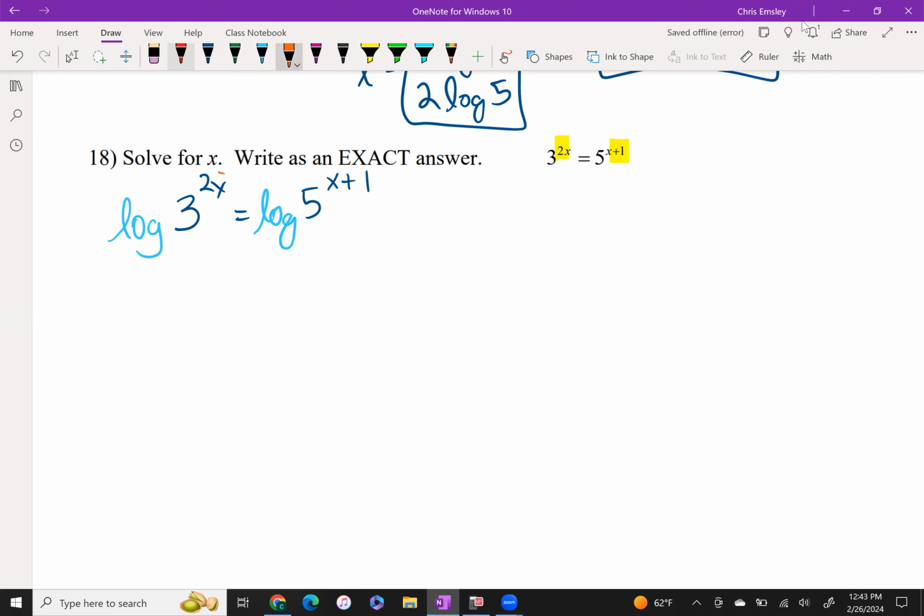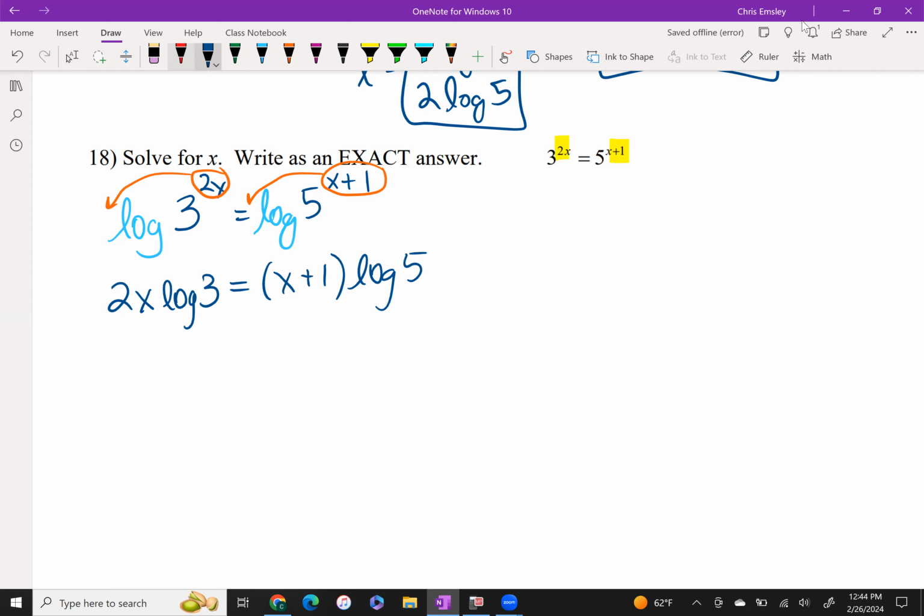We do this because one of our properties of logs allows us to take that exponent and move it out front. So then we have 2 times x times log 3 equals x plus 1 times log 5. Okay, we can't solve for x when it's stuck up in the exponent. It's floating in midair. We got to get it out of the exponent. And this is how we do it using logarithms.